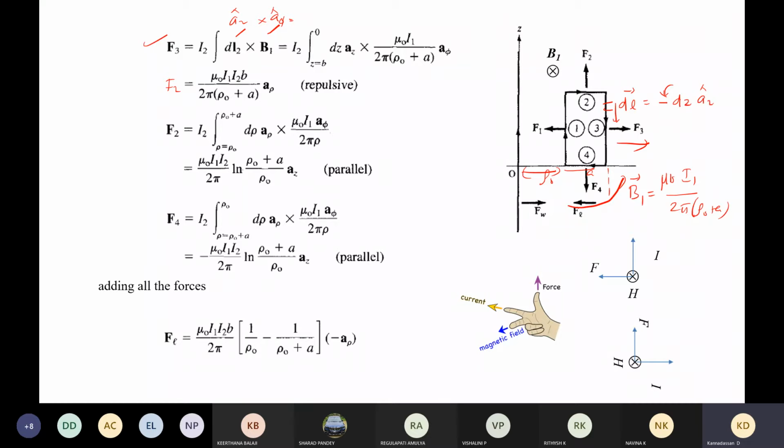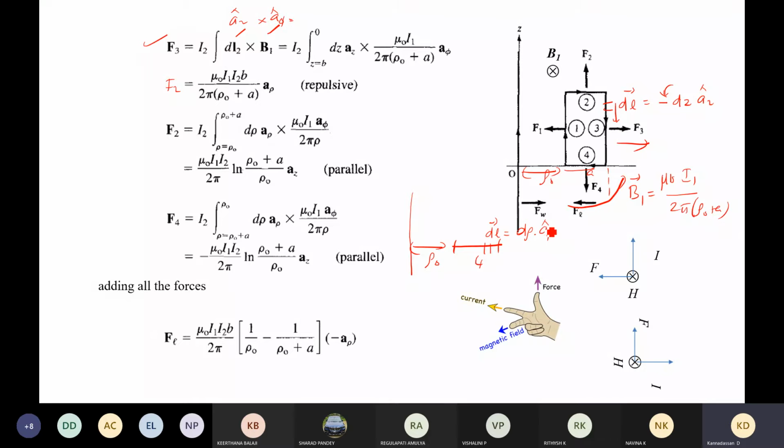And then we can easily calculate for 2 and 4. For 2 and 4, the magnitude will be exactly the same, only the direction is going to be opposite. It is well known that if they have the same magnitude but opposite direction, they will cancel each other. But let's see how to evaluate that. Here we have this line vector, and at a particular distance rho naught, we have this section 4. For this, the dl vector is going to be d rho into a rho vector.